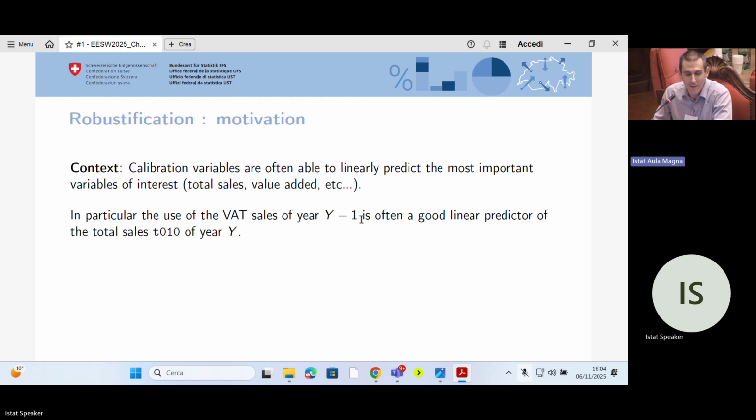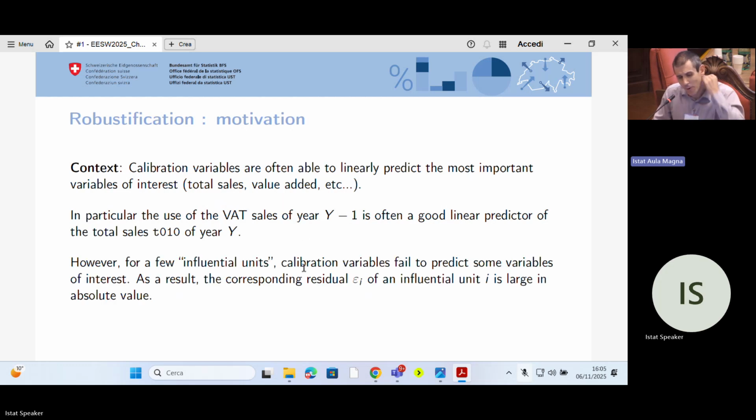If we are in 2025, we have the VAT sales of 2024. We don't have them from 2025. So that's not going to perfectly predict the response of the company. And moreover, the response of the company is not only the sales. There is the value added, for example, and the value added and the sales are correlated, but it's not the same. But still, it's a good linear predictor.